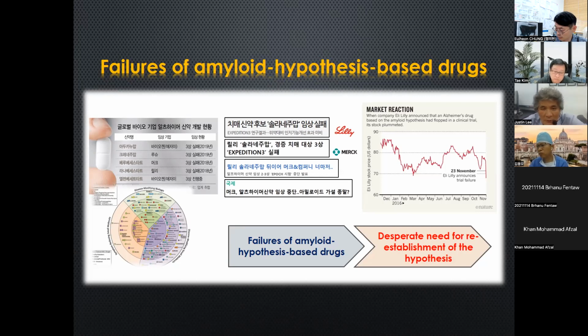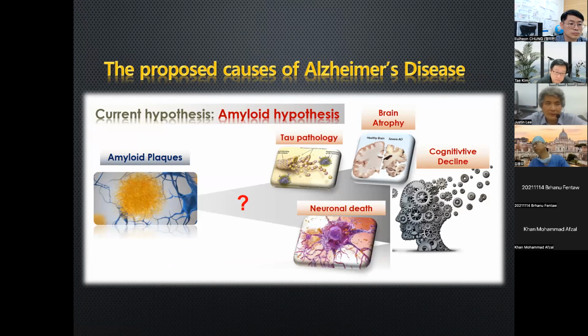So these continuous failures of amyloid hypothesis-based drugs call for a desperate need for reestablishment of the hypothesis. The initial hypothesis, the amyloid hypothesis, is that the amyloid plaques on the left somehow cause all these symptoms of Alzheimer's disease, like tauopathy, neuronal death, brain atrophy, and finally the cognitive decline. However, due to these failures, there's this question mark in the middle, and people are now starting to believe that there's some missing link between the amyloid plaques and all these symptoms.